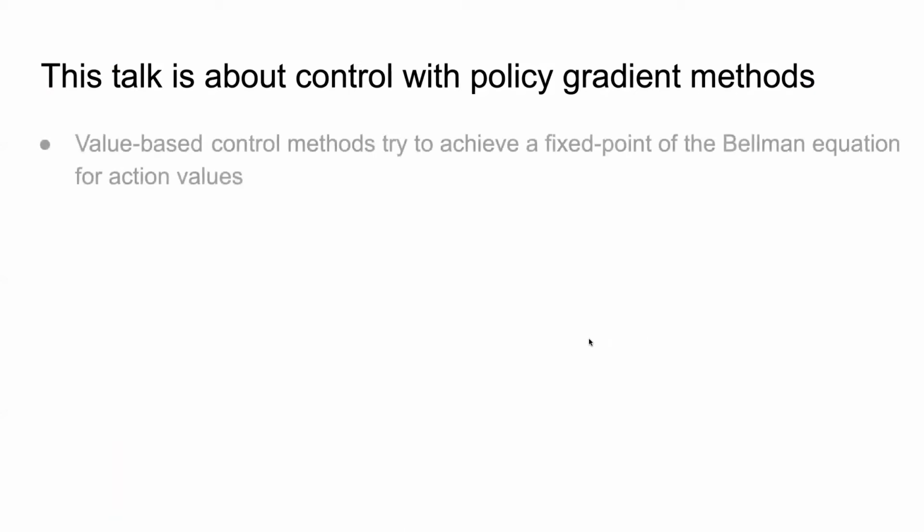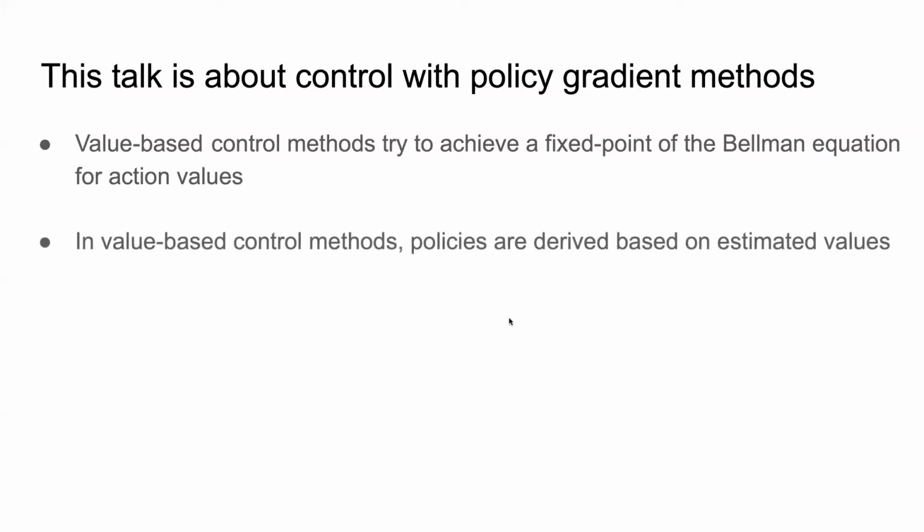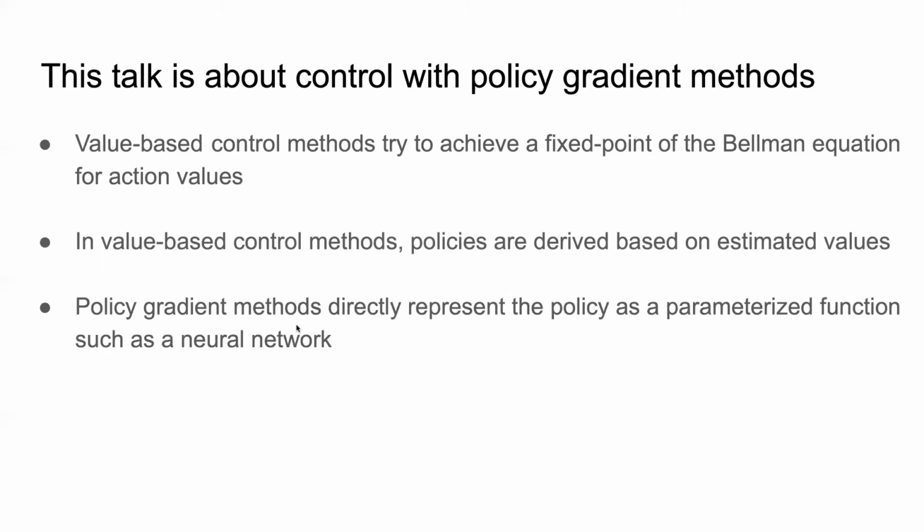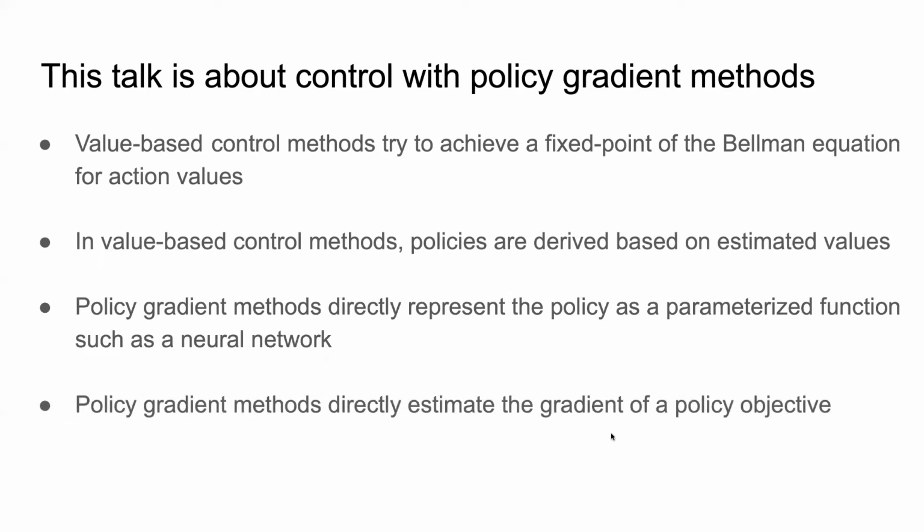contrast them with value-based control methods, which can be seen as mechanisms to achieve a fixed point of the Bellman equation for action values. And in those methods, policies are derived based on estimated values. In contrast, policy gradient methods directly represent the policy as a parameterized function, such as a neural network, and then they directly estimate the gradient of a policy objective. And that way, it is more of a natural way of doing control. It directly tries to optimize a control objective. And especially for continuous control, continuous actions, it's a suitable way of doing control.